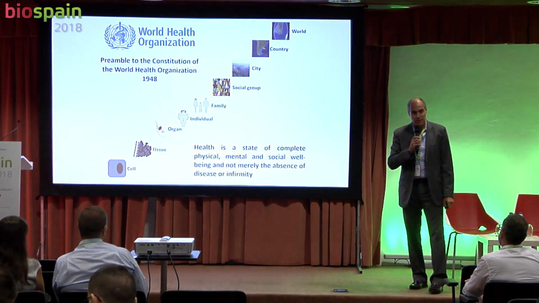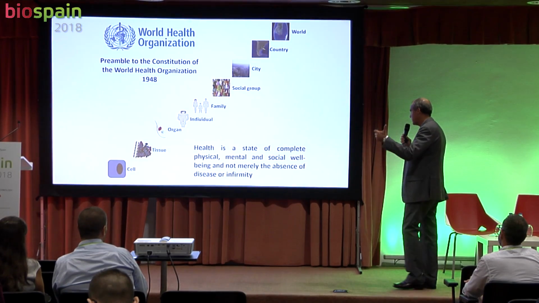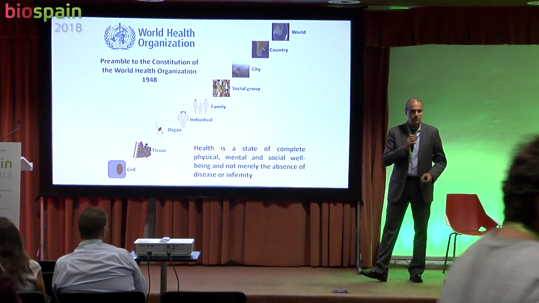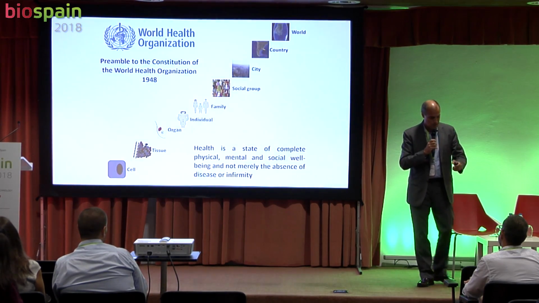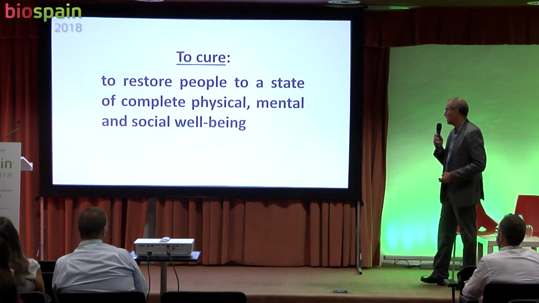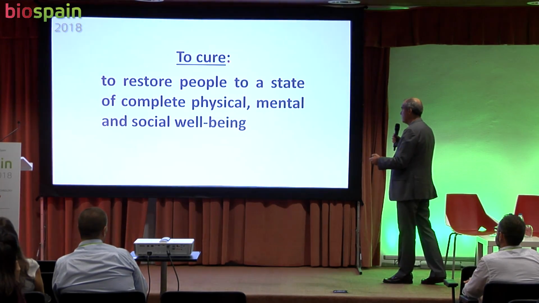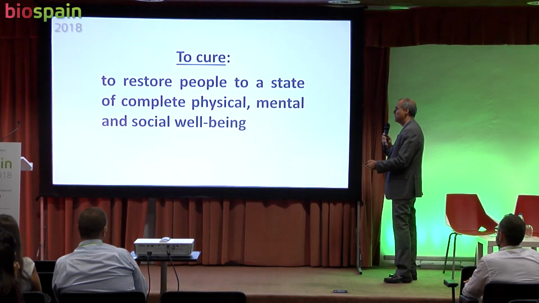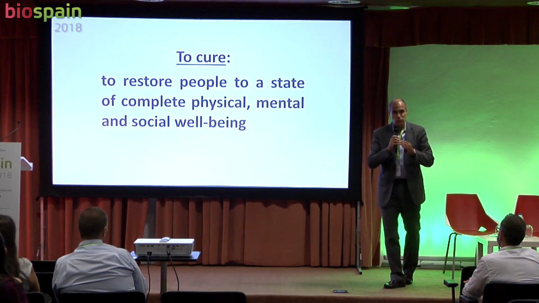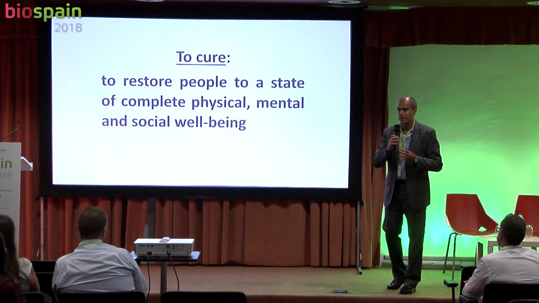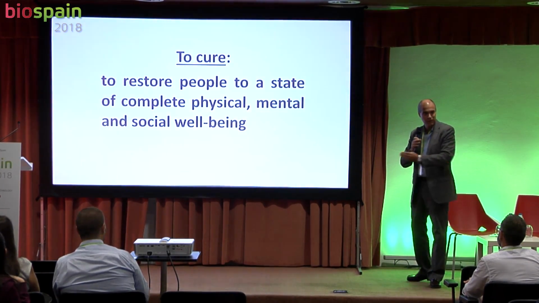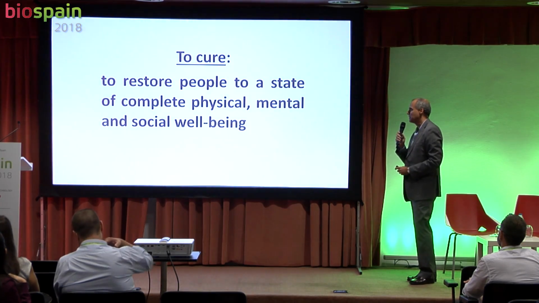Because health is the complete state of well-being at the physical level, mental level, and social level. So this is the first stuff. So we can redefine what is curing people. And we can now say that to cure people is to restore people to a state of complete physical, mental, and social well-being. And we need to analyze all of these variables, not just genetics. That's a small part of what a healthy state is.